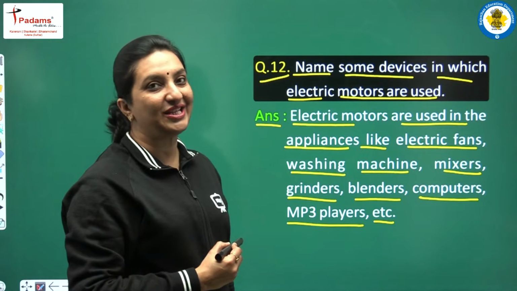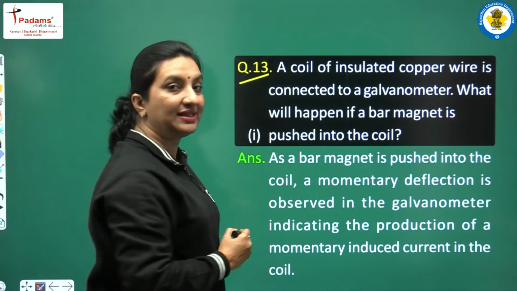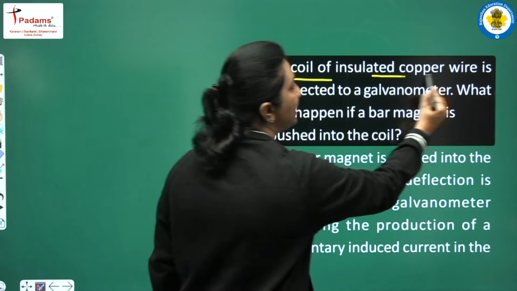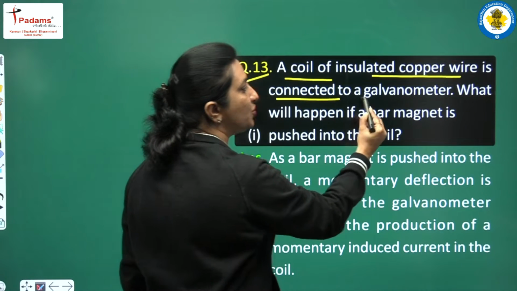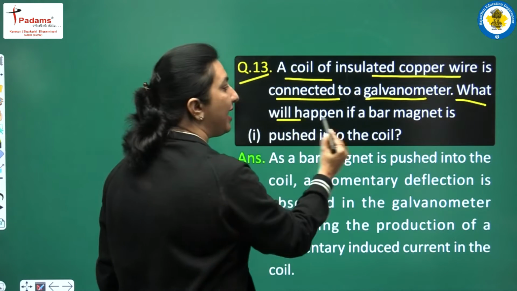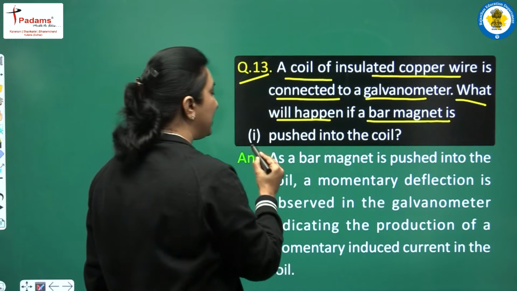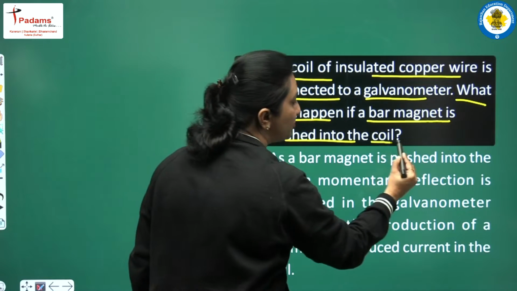Now let's see the next question. Question number 13. A coil of insulated copper wire is connected to a galvanometer. What will happen if a bar magnet is first pushed into the coil?